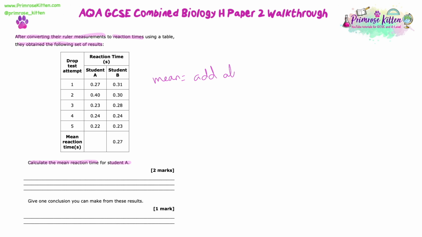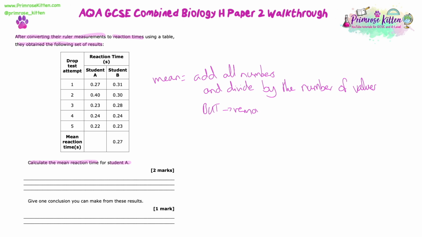So first of all, how do we calculate the mean? Well, we add up all the numbers and divide by the number of values. However, if you're calculating a mean, you should do that only once you've removed any anomalies. So we need to take out any anomalous results and then add up all the numbers and divide them by the number of values.